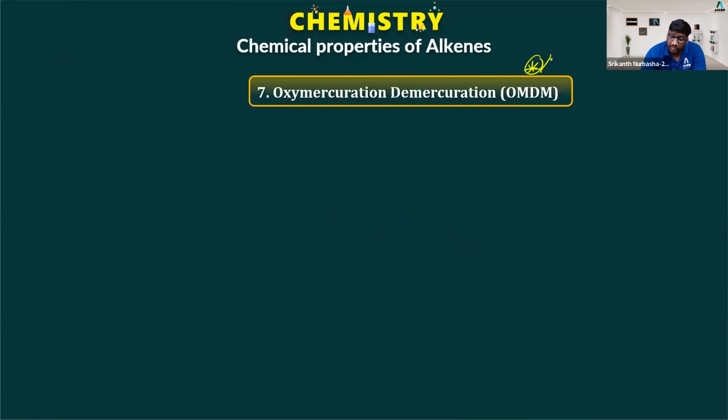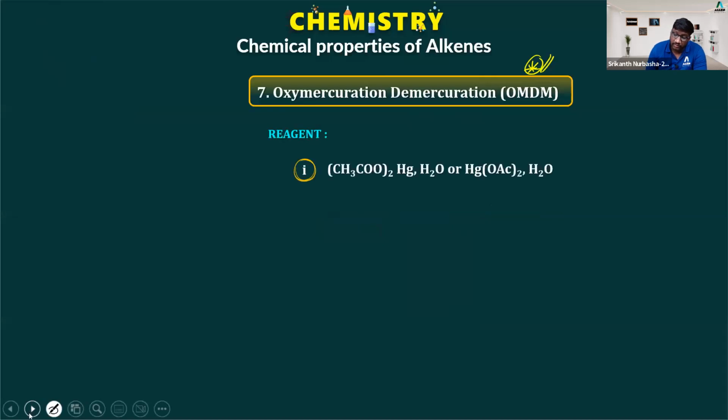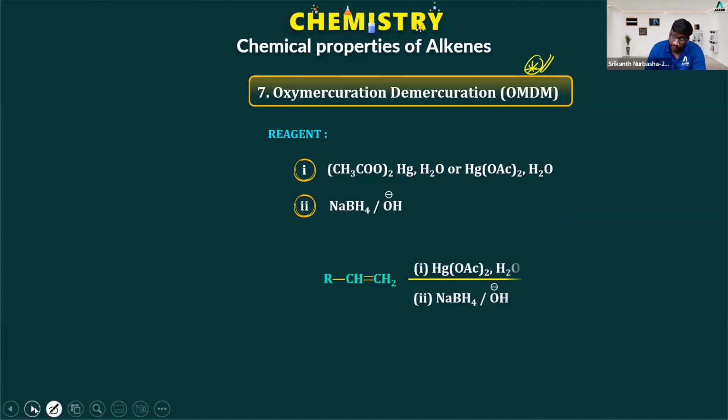Oxymercuration-demercuration and hydroboration-oxidation. The reagent is mercuric acetate in the presence of water, that is the first set: oxymercuration, then demercuration with NaBH4 in the presence of OH minus. RCH=CH2 is treated with Hg(OAc)2, H2O, followed by NaBH4, OH minus. It is Markovnikov addition of water, OH and H are added. No rearrangements are possible. A 3-membered cyclic transition state is obtained as the intermediate.